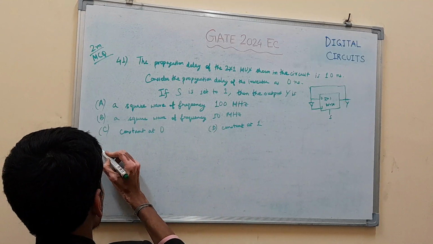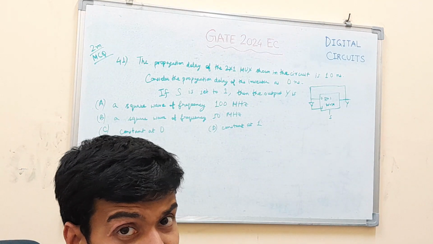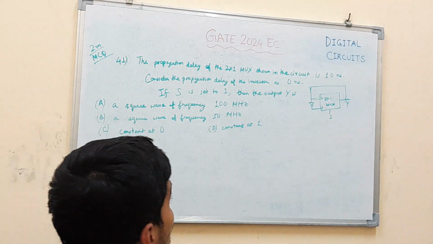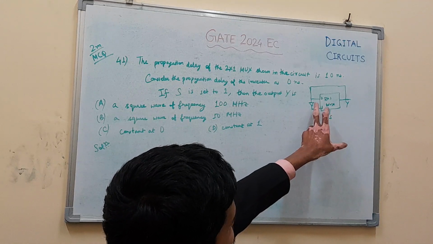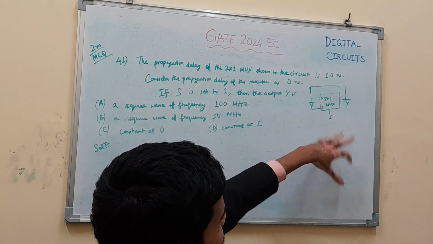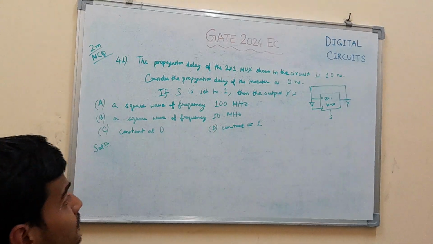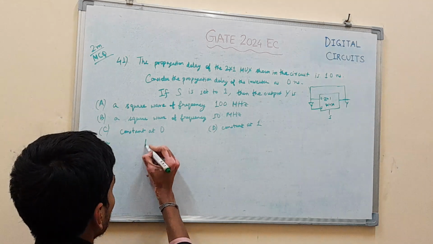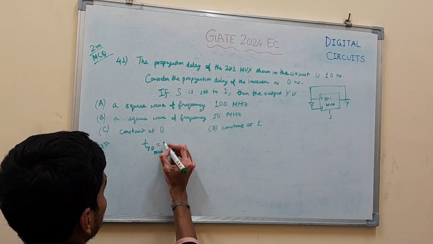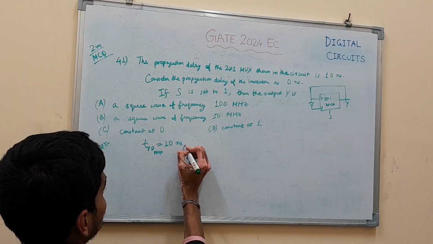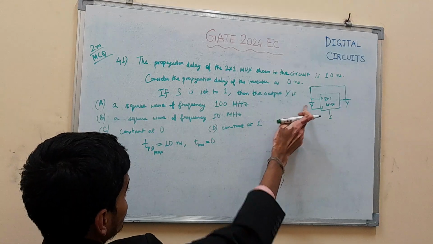Let's move on to the solution to this question. This is also a pretty simple question from combinational circuits with propagation delay. What is propagation delay? The time delay in any device from input to output, the time taken to generate the output after getting the input, is called propagation delay. Here the propagation delay of the mux is given as 10 nanoseconds, while the propagation delay of the inverter is given as 0.